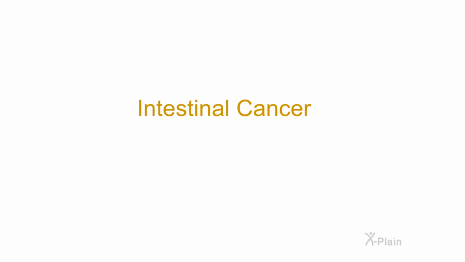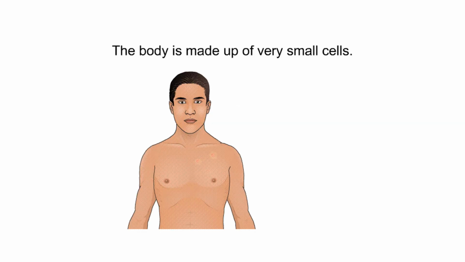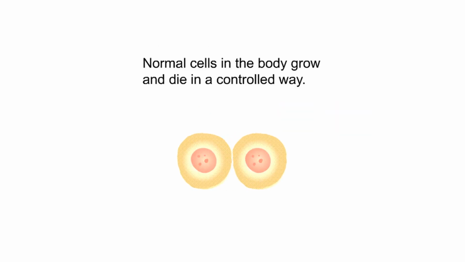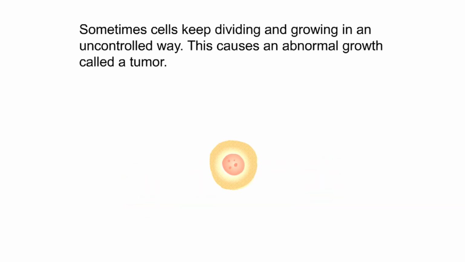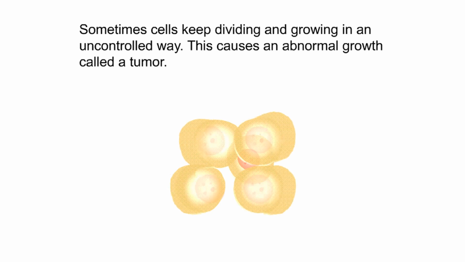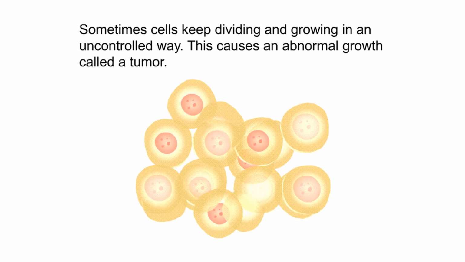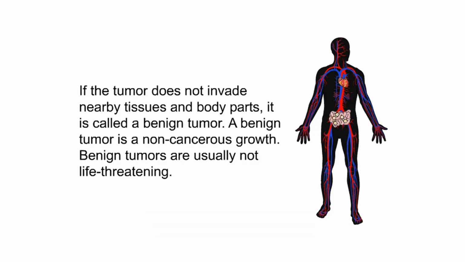Intestinal cancer. The body is made up of very small cells. Normal cells in the body grow and die in a controlled way. Sometimes cells keep dividing and growing in an uncontrolled way. This causes an abnormal growth called a tumor. If the tumor does not invade nearby tissues and body parts, it is called a benign tumor. A benign tumor is a non-cancerous growth. Benign tumors are usually not life-threatening.